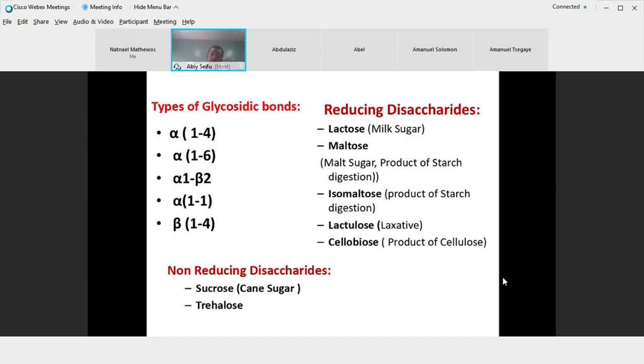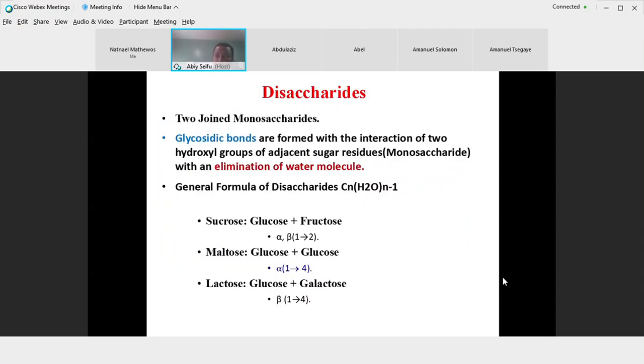Now, the second simple sugar has what? A free OH group at carbon number 1. Then this molecule can be considered a reducing sugar. But when you see sucrose, as you know, sucrose is made from one glucose molecule and one fructose molecule. And fructose is a ketose sugar. In fructose, the carbonyl carbon is not found at carbon number 1. Rather, it is found at carbon number 2.